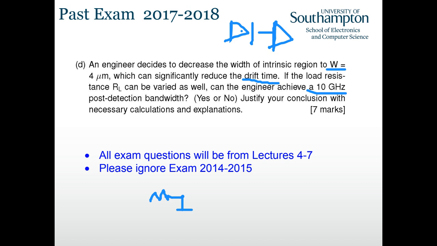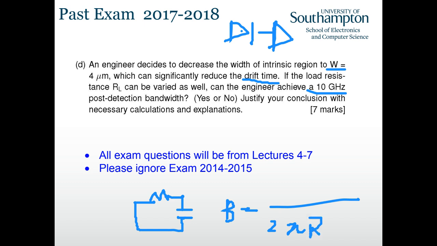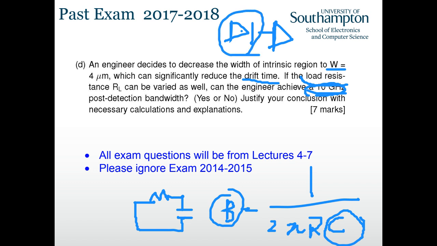The whole bandwidth equals 1 over 2 pi RC. So you need to match the load. You have the required bandwidth here, 10 gigahertz. The capacitance needs to contain the capacitance of the photodiode and the capacitance of the amplifier. And then the load resistance needs to match the value of these two.